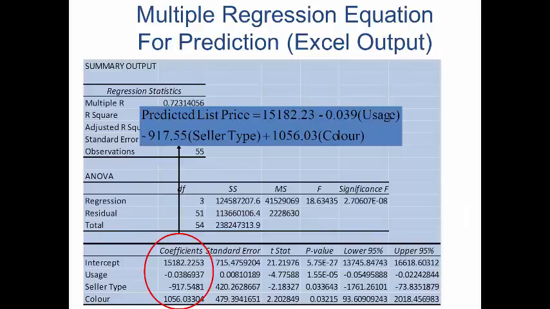Okay, so now we can produce the regression equation using the coefficients. I always think the equation is more user-friendly if we replace B0, B1, B2 with the actual variables and their labels. So in my case, the regression equation is shown on the slide. So predicted list price equals 15,182.23, subtract 0.039 times usage, subtract $917.55 times seller type, plus $1,056.03 times colour. On the next slide, I'm going to show you an example to understand this further.